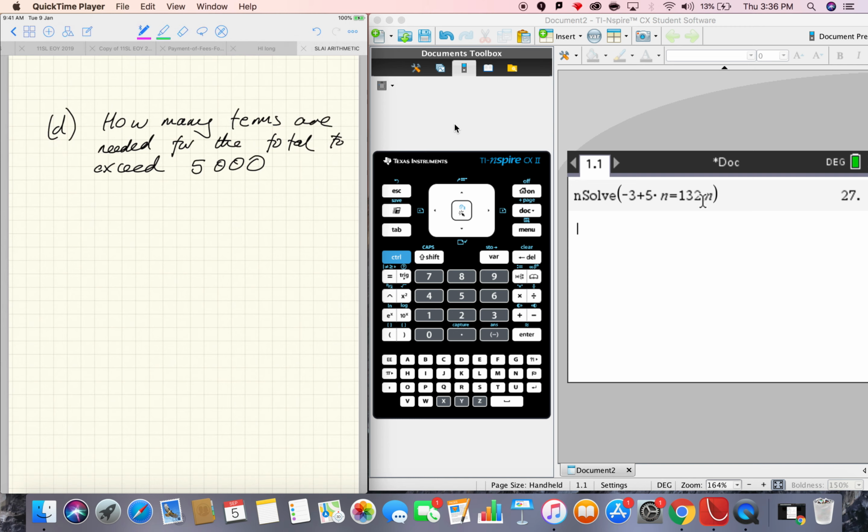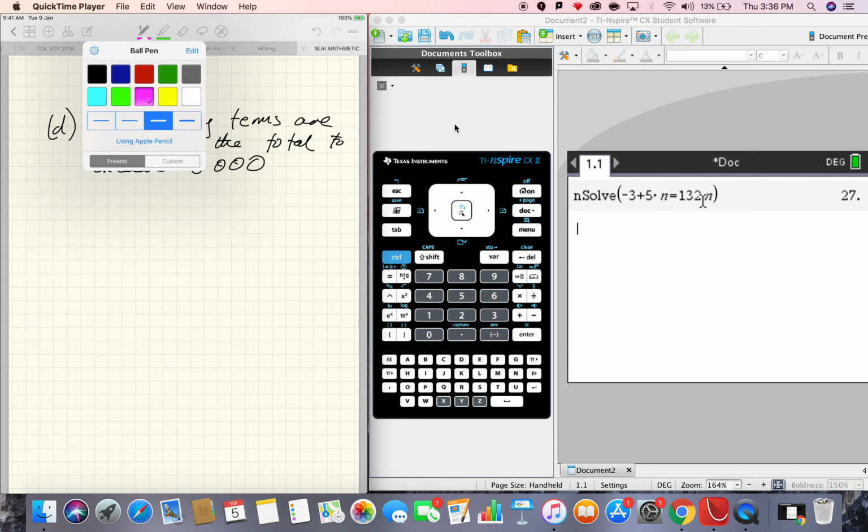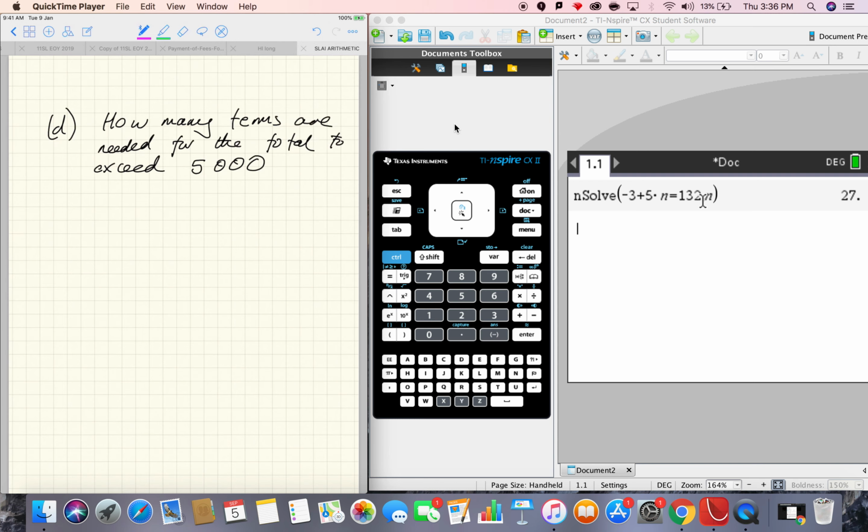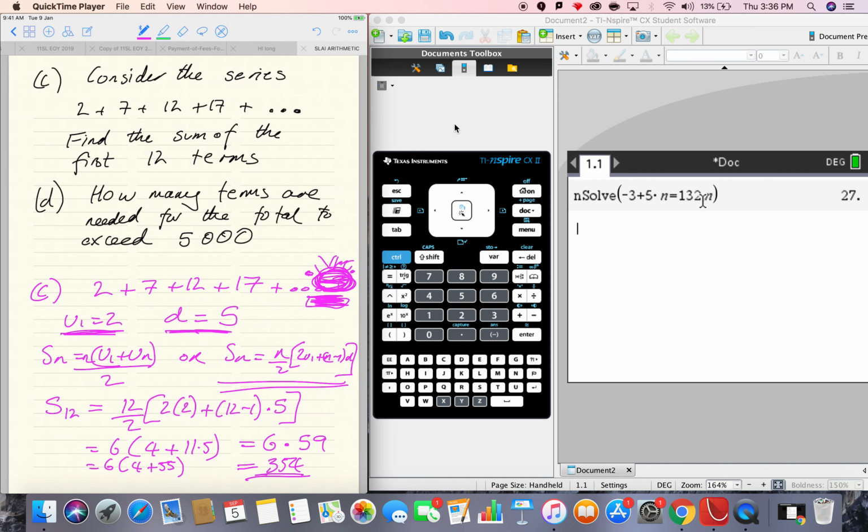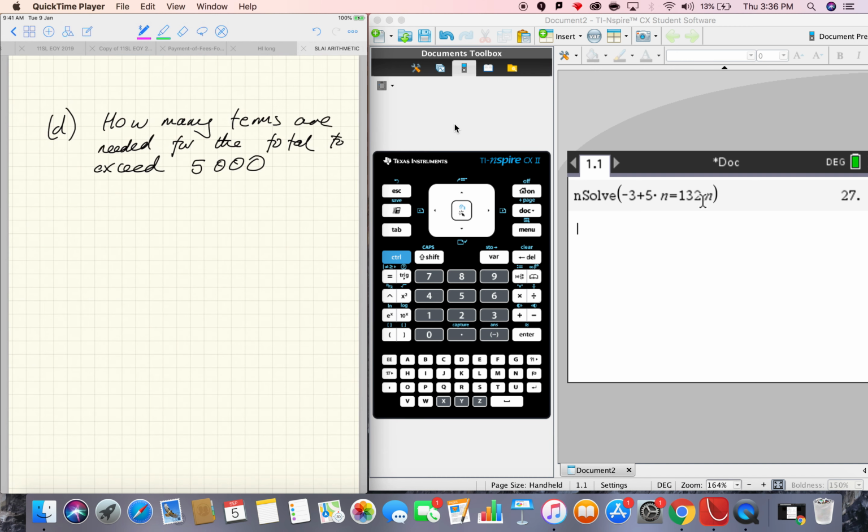Okay, so carrying on, we're on to part D now. I'll get my pink pen back out. So D: how many terms are needed for the total to exceed 5,000? So when we go back here, we did a summation formula. We had 2 plus 7 plus 12 plus 17 plus dot dot dot. So u1 equals 2 and d equals 7.